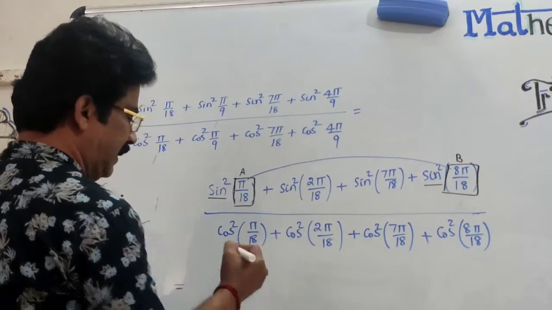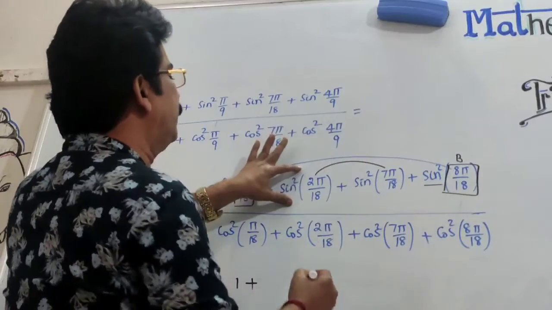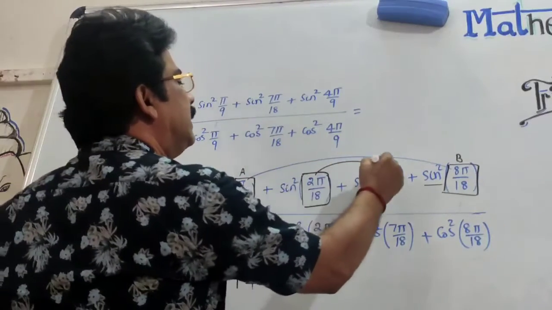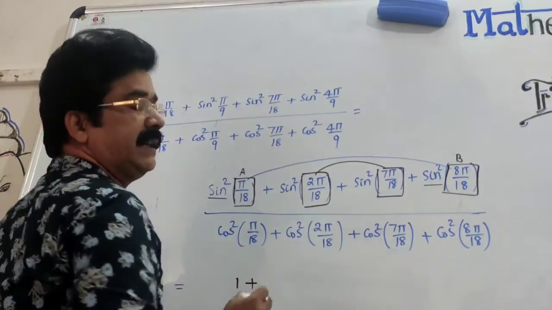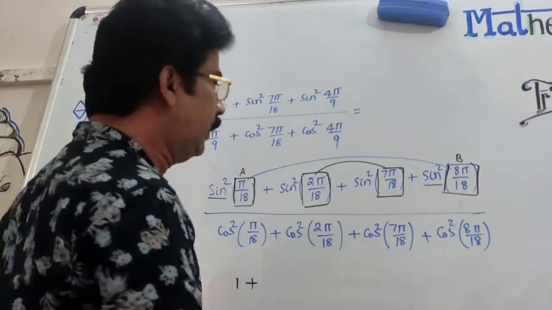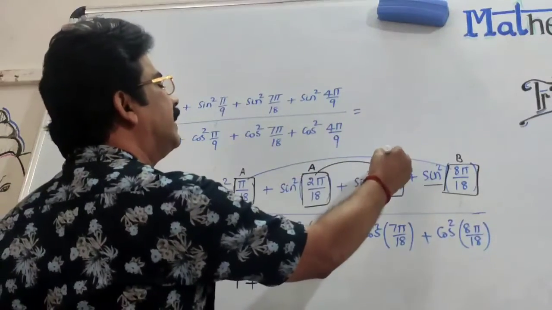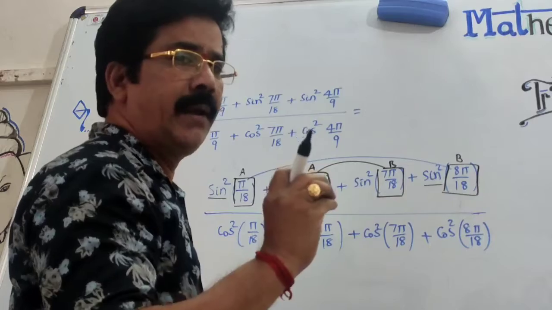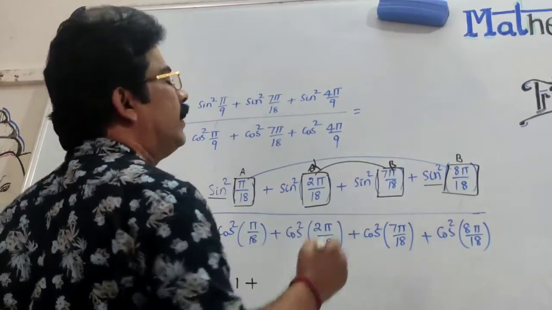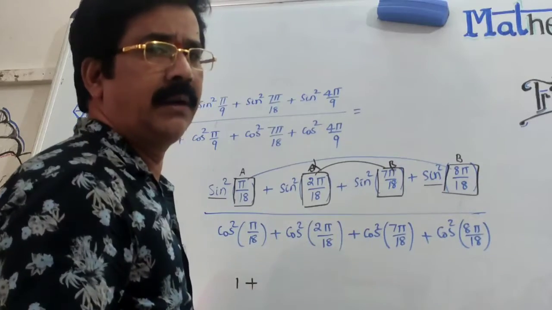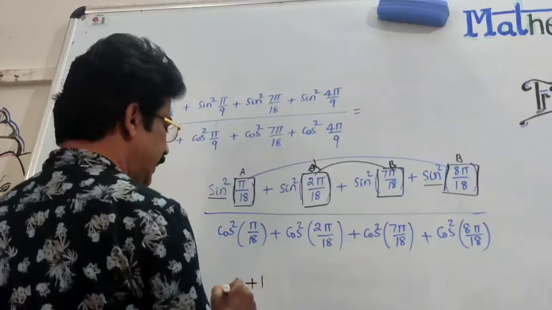Next, 2π/18 plus 7π/18, same. A plus B is equal to 90 degrees. Therefore sin² A plus sin² B, or we can say alpha and beta, your wish, with alpha plus beta equal to 90 degrees. So this sum is equal to 1.